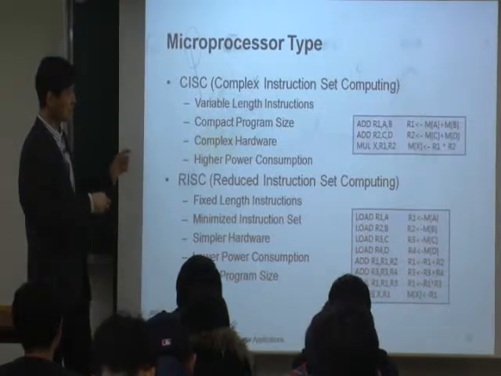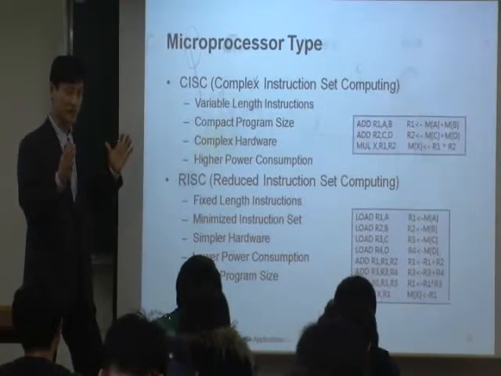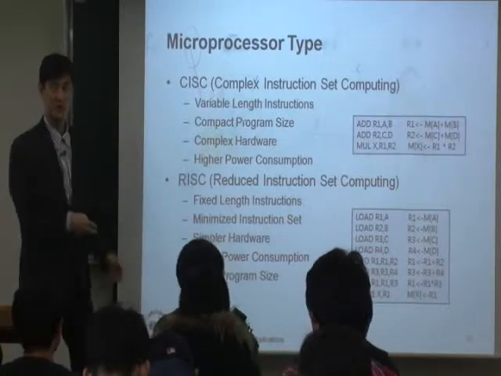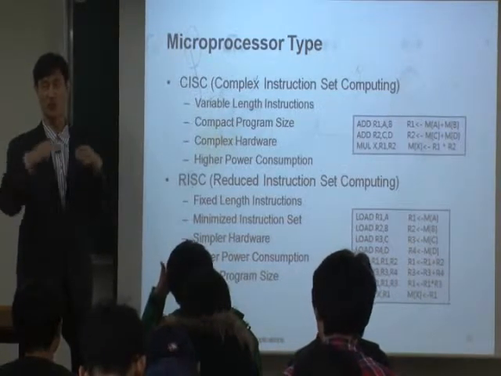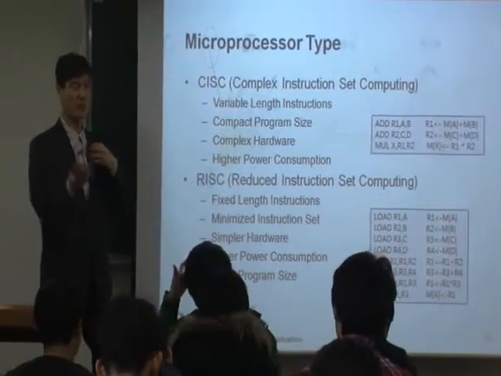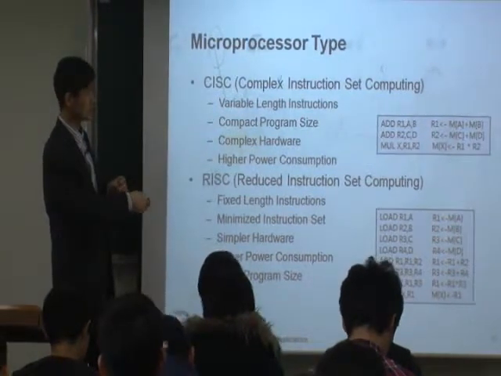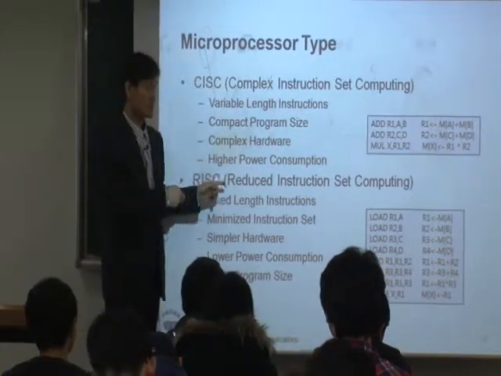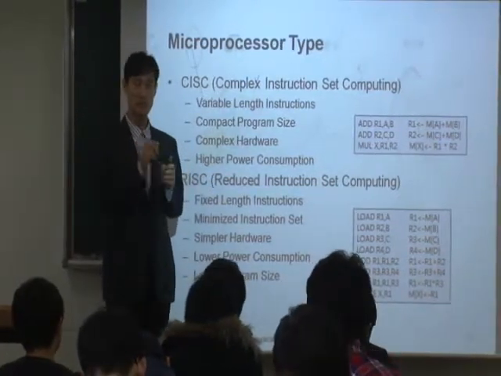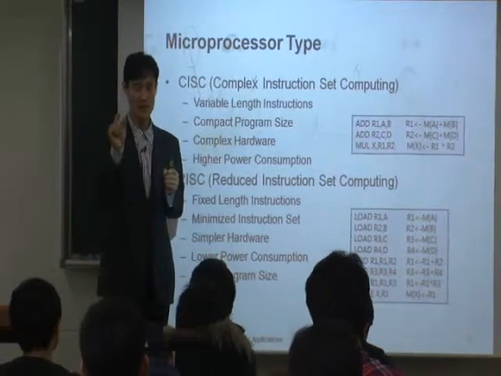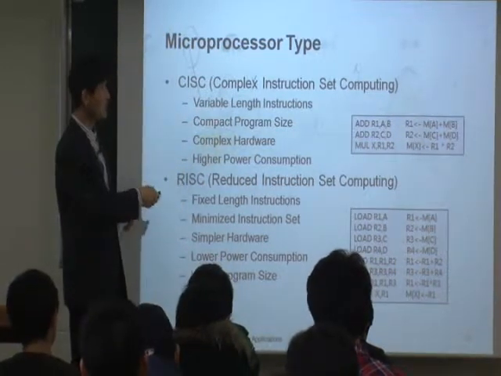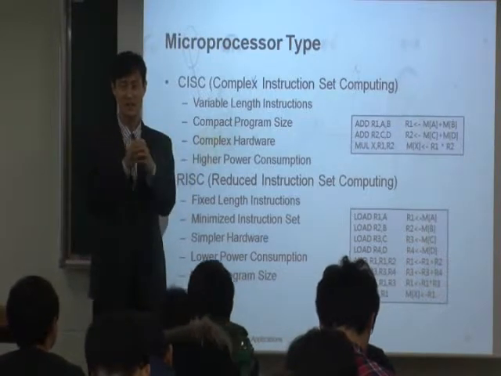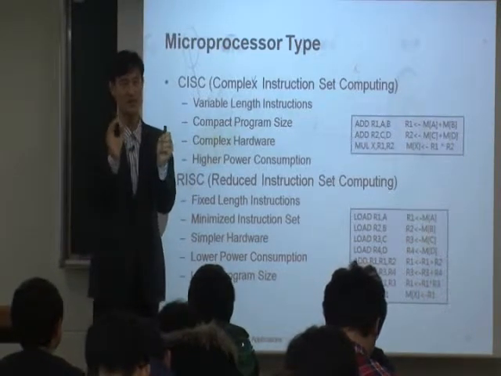In this case, you have a lot of hardware instructions, so therefore it is a complex hardware because you need to have more hardware, right? You need more instructions, so therefore you need more hardware. And also, in this case, if you want to do multiplication, you simply call multiplication. So it's a compact program. For us, it's easy, right? You can just call the multiplication, that's it.